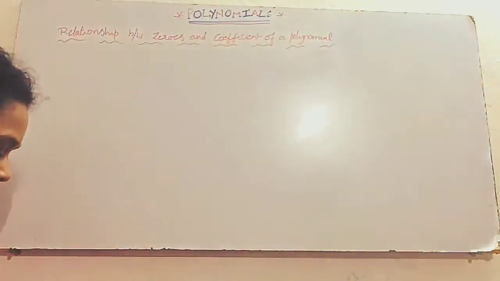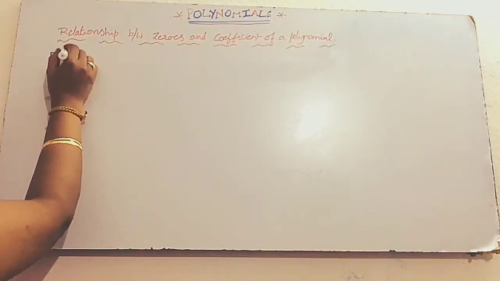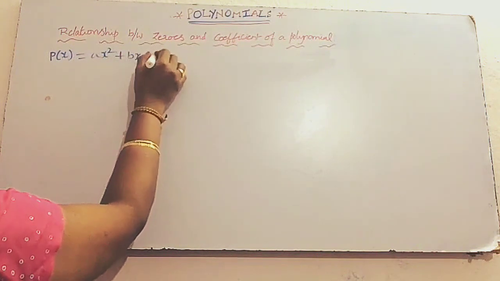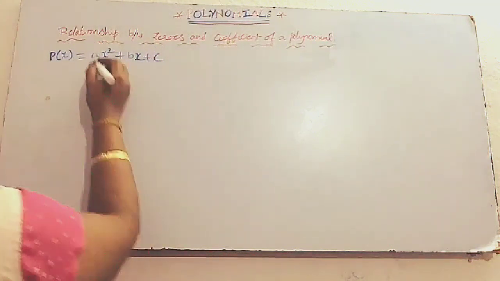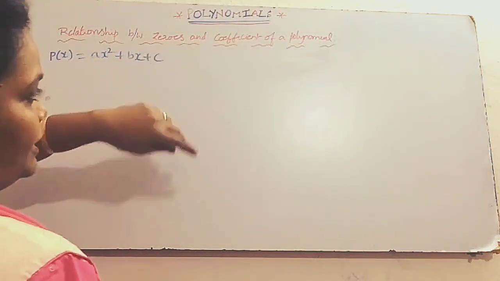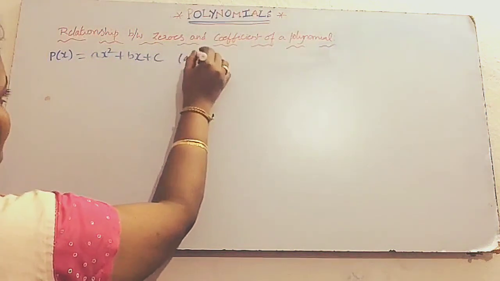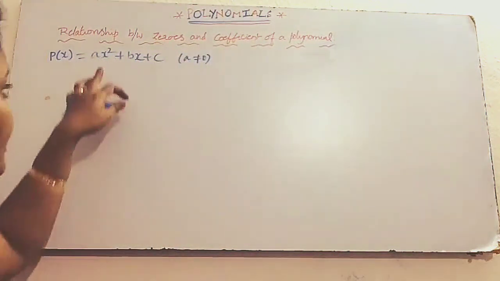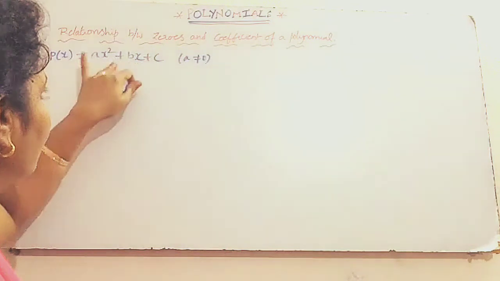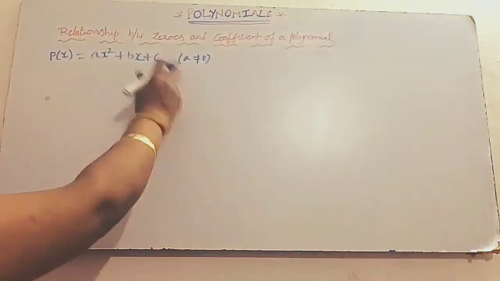Now we will discuss the general form. In general form, p of x equal to ax square plus bx plus c is the quadratic polynomial. In this polynomial, the relationship between zeros and the coefficients of a polynomial. First, here a is not equal to 0. Why? Because if the x square coefficient is 0, then the equation has no x square term. Then that polynomial is a linear polynomial. So that's why here a is not equal to 0.